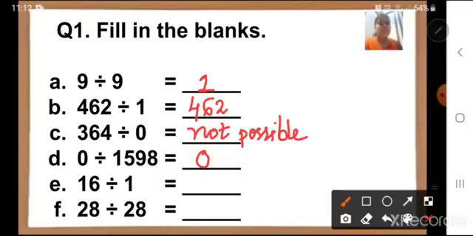Next one is 16 divided by 1. What will be 16 divided by 1 children? It will be 16. The last one is 28 divided by 28. Okay, 28 divided by 28 is equal to 1. Right? Note down children all the answers.